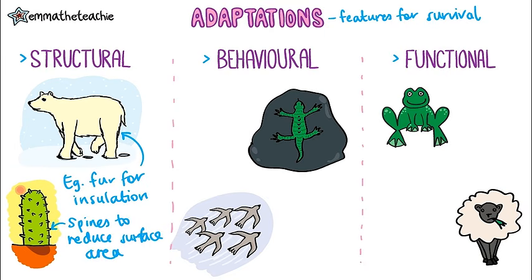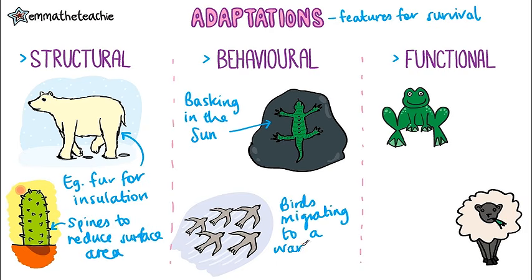Behavioral adaptations are how the organism behaves. For example, a lizard basking in the hot sun on a rock to raise its body temperature. Another example is that birds migrate to warmer countries in the winter.